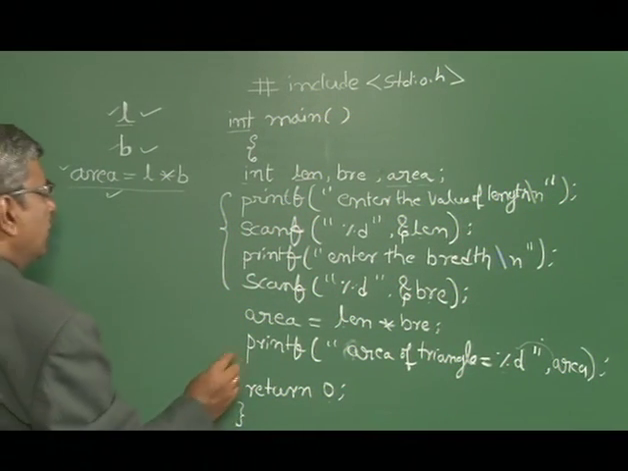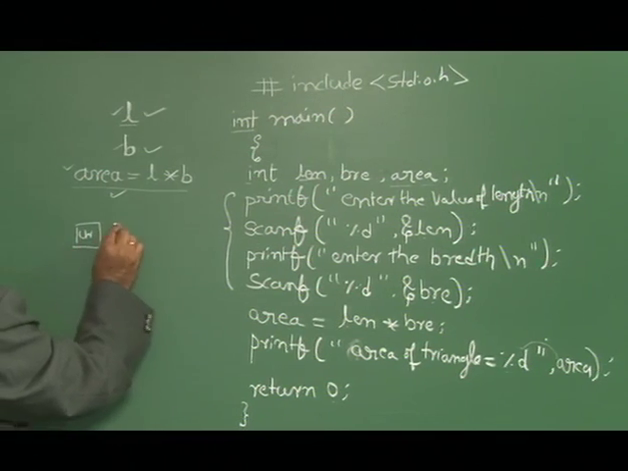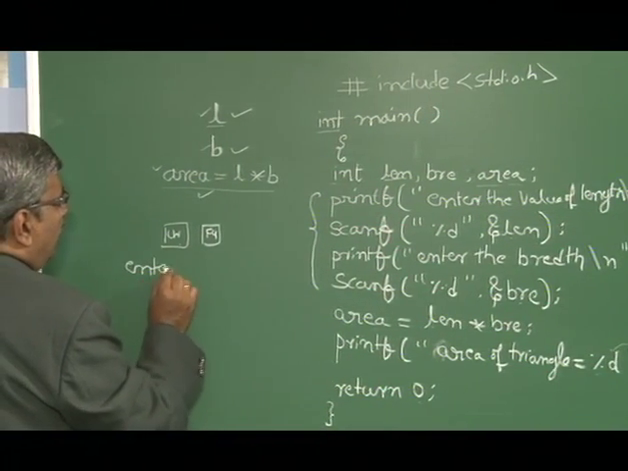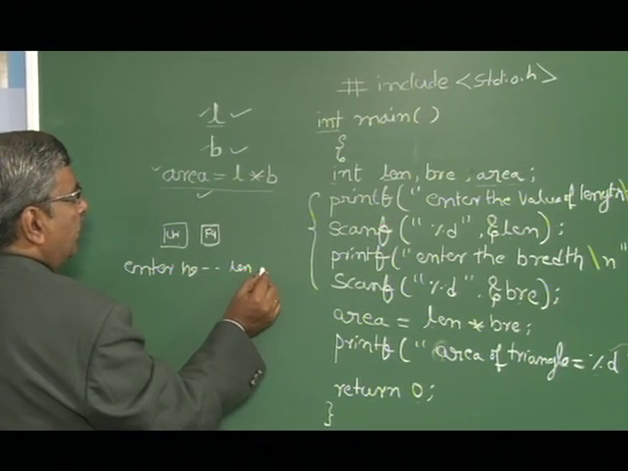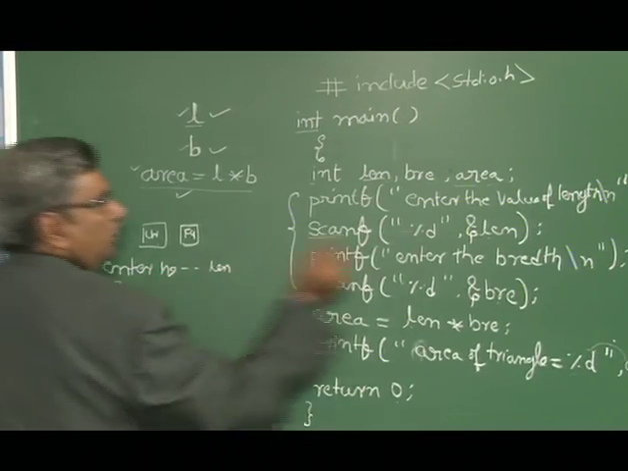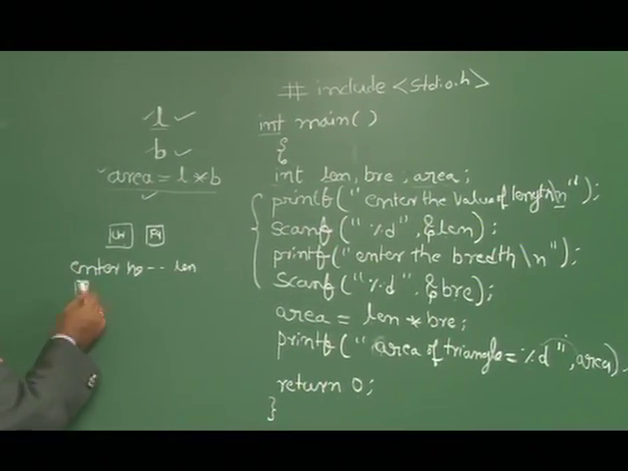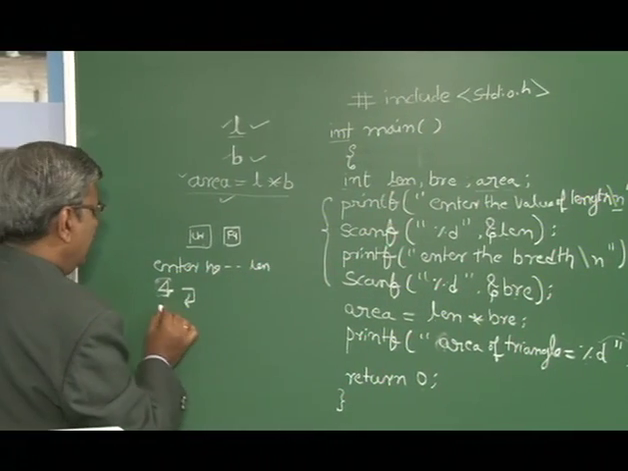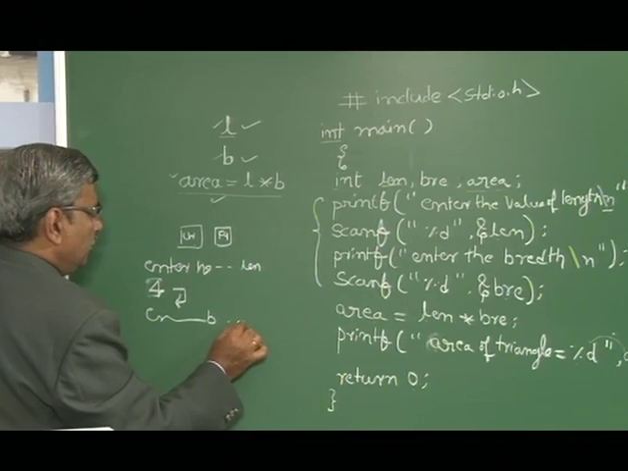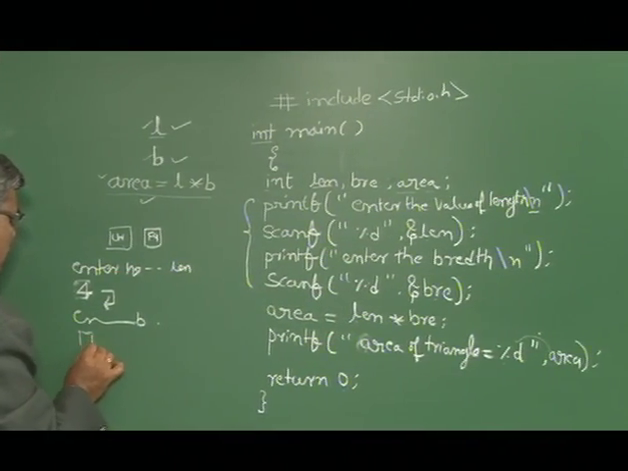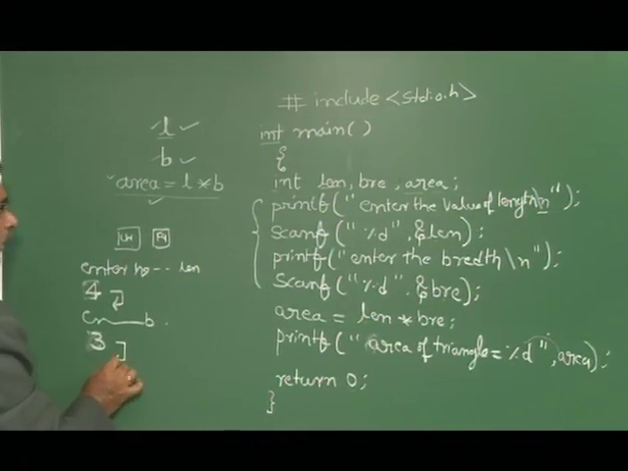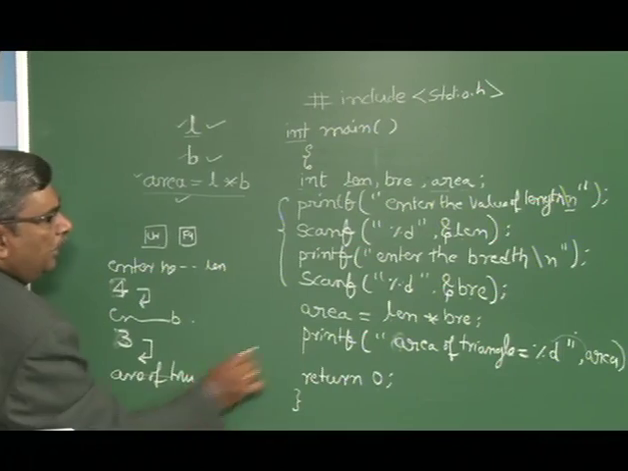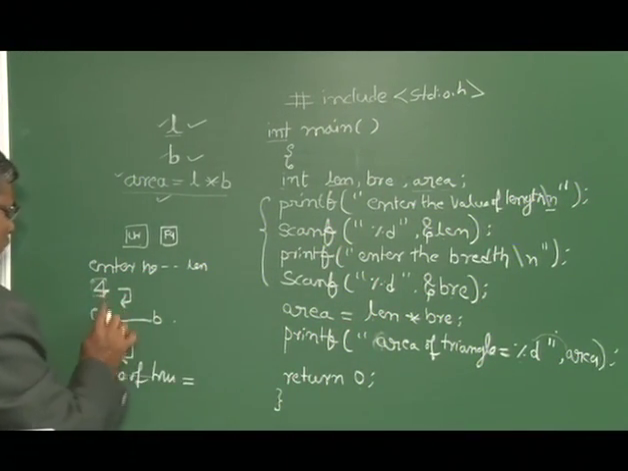After typing this program in the Turbo C environment, you press the Control key and F9 key, and it starts running. Because of this statement you will get a message in the output, enter the value of length. Here the control waits because you used \n as the escape character. When you type the value 4 and press the enter key, then the second statement, enter the breadth, appears. Because of the \n, once again it will wait in this position. When you type 3 and press enter, the message area of triangle equal to will be displayed, and it will print 12.